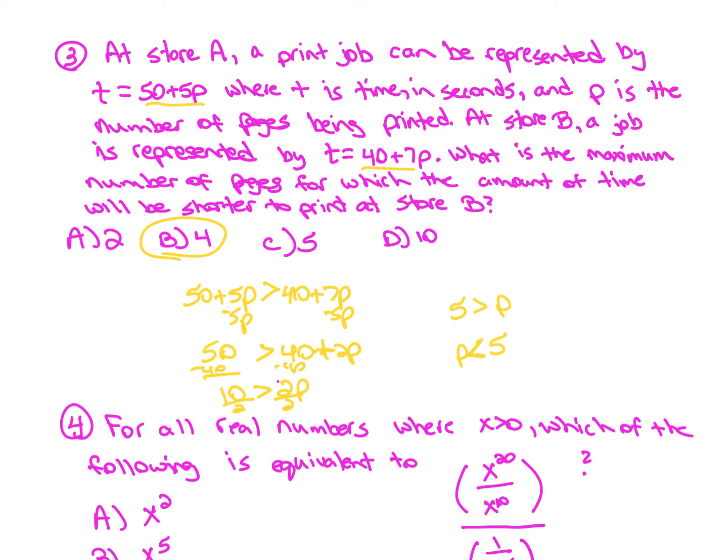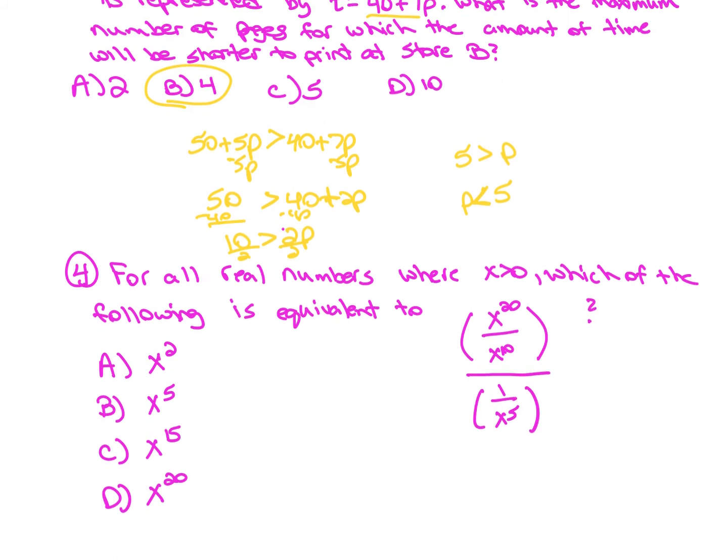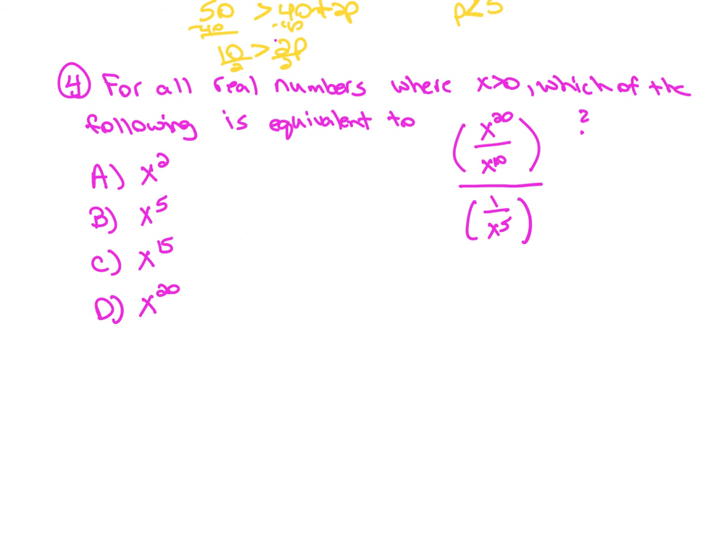And that could be what got people, if y'all solved an inequality like this and ended up with 5, then y'all could have chosen it, but 5 would be when they were equal to one another. Then on the last problem, this one says, for all real numbers where x is greater than 0, which of the following is equivalent to this complex fraction? x to the 20th divided by x to the 10th, and then that fraction is being divided by 1 over x to the 5th.